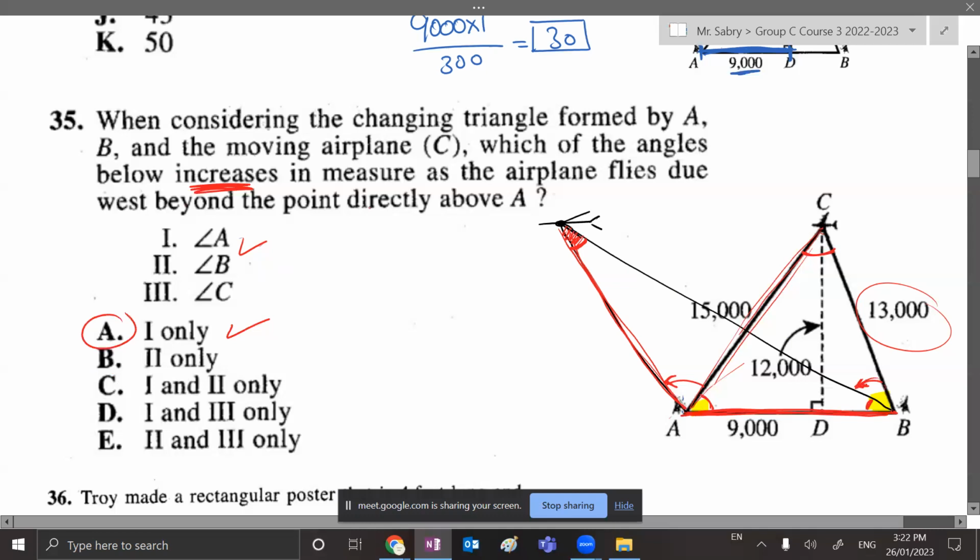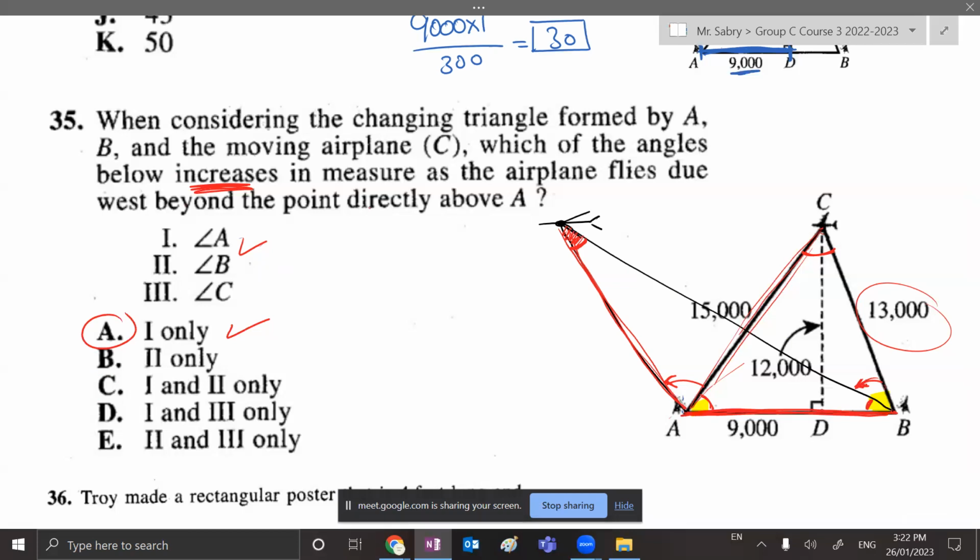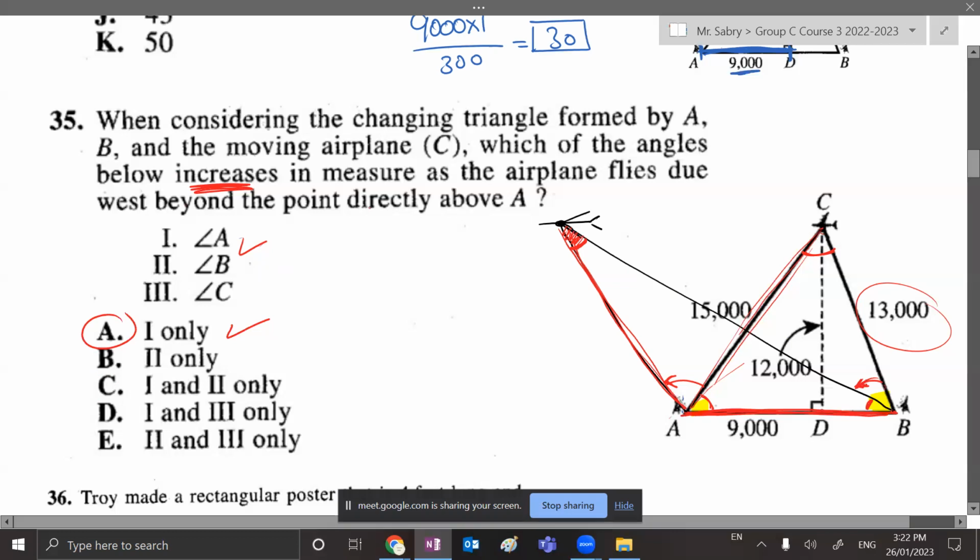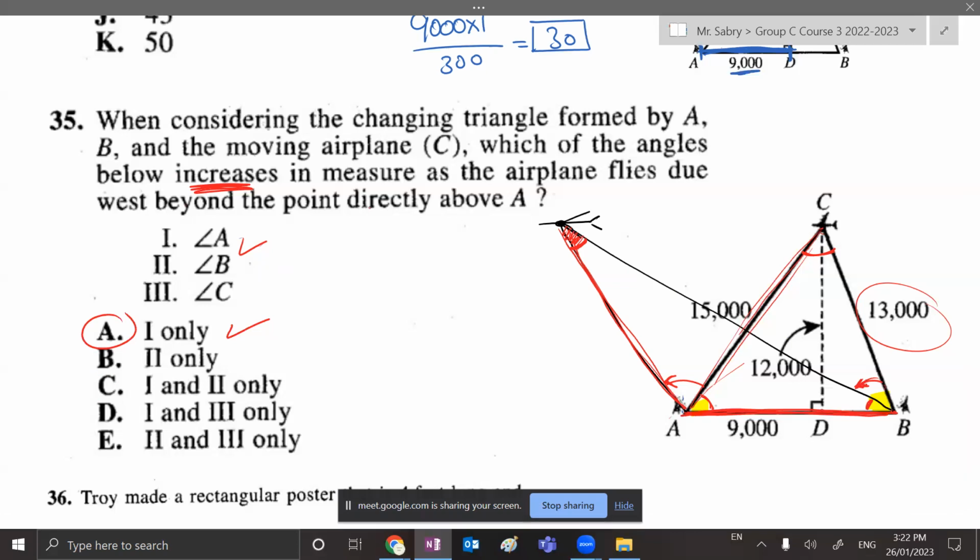I thought they were talking about which of the angles below will change. I got confused. This is the common mistake I talk about, reading through the question. Increases is a keyword here, so we're not supposed to be looking for any change whatsoever. We're supposed to be looking for the angles that increase. But it's extremely important to point out that C will not change. The measure of angle C will not change because it's still looking across the same side.